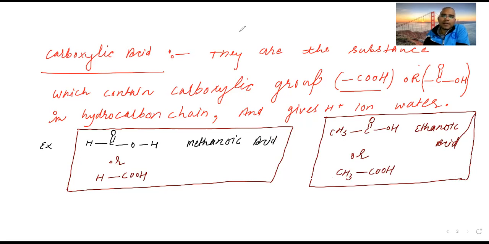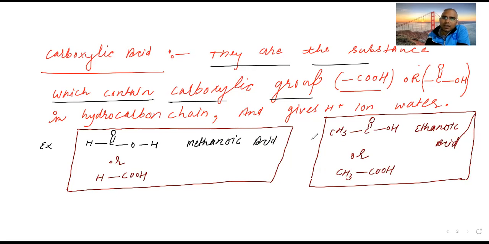So I hope it will be clear to you. They are the substance which contain carboxylic group, that is COOH, in hydrocarbon chain, and gives H plus ion in water. Okay. What are the hydrocarbon chain? If I am writing, that is hydrocarbon chain.